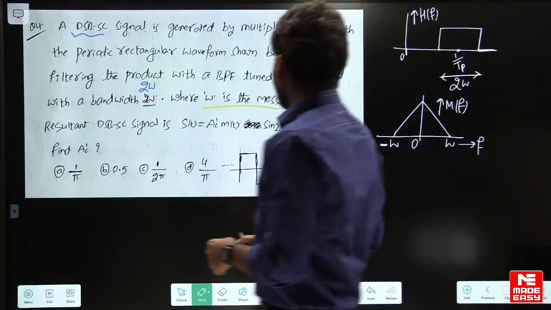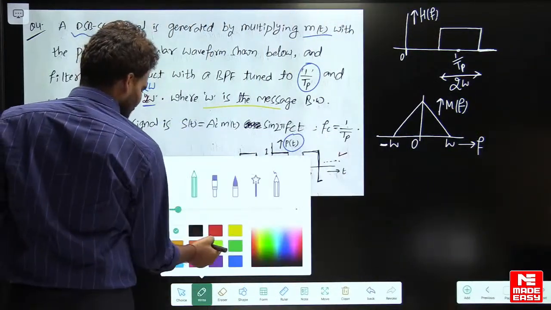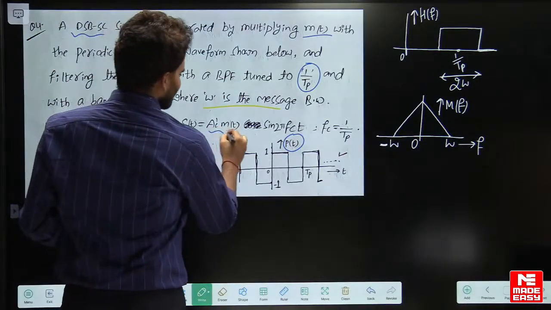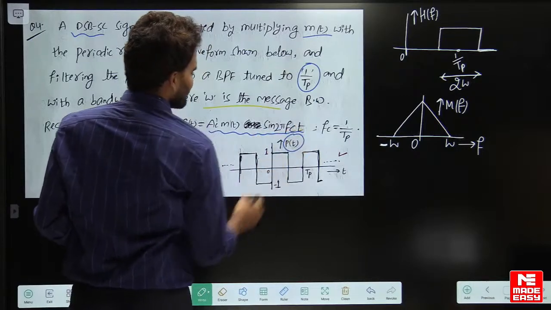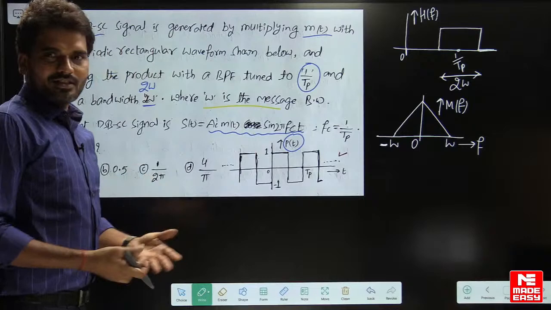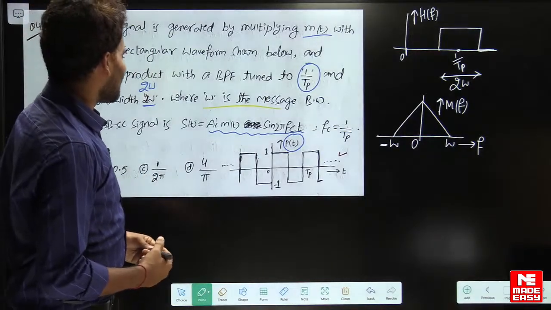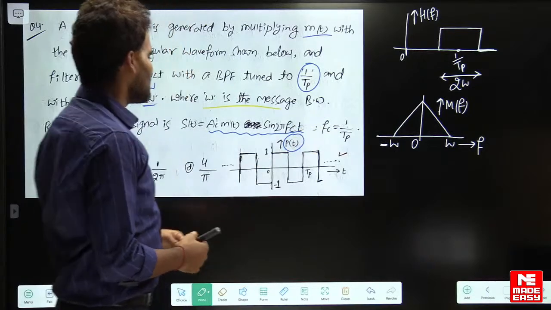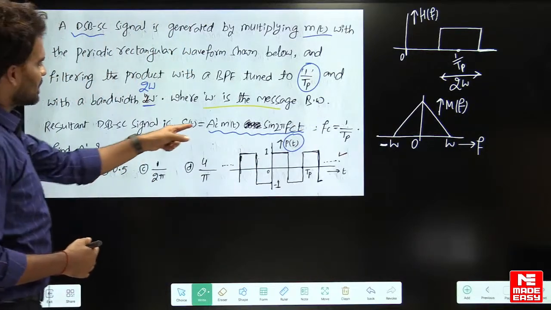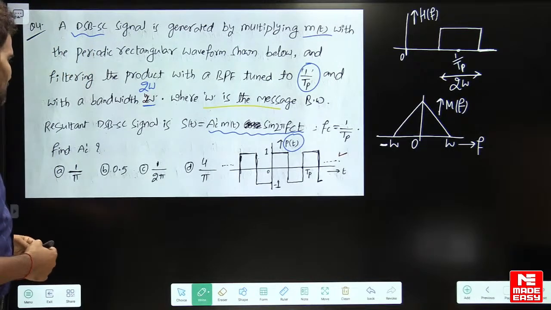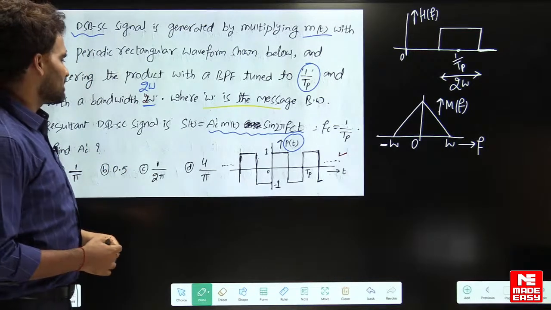Now the resultant DSB-SC signal is Ac dash m(t) sine 2 pi Fc t, where Fc equals 1 by Tp. Then what will this Ac dash value be? What is the value of Ac dash? It is an MCQ type question, so one of the given options will be correct here.